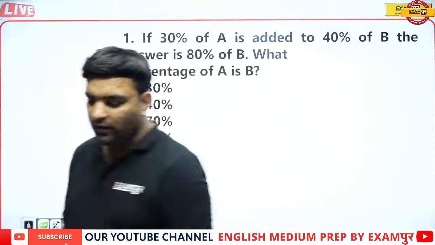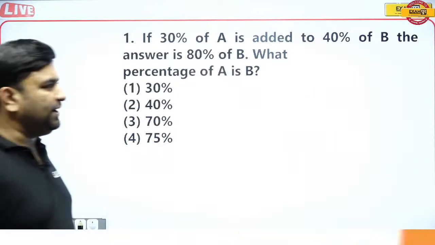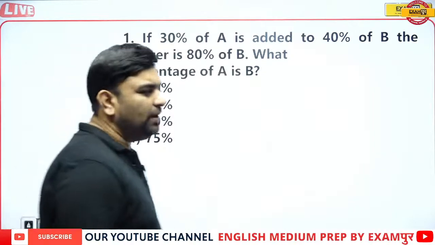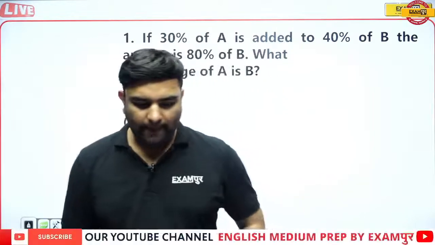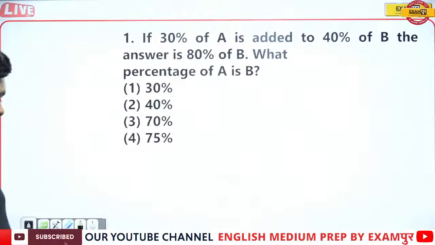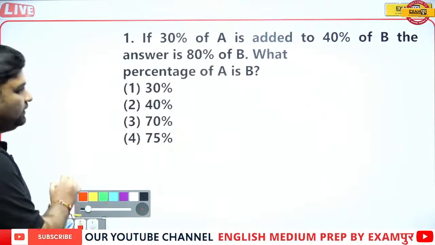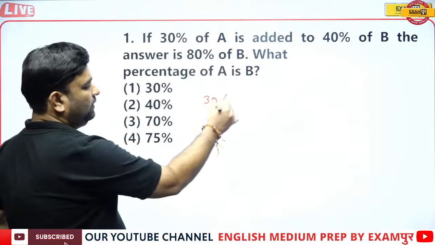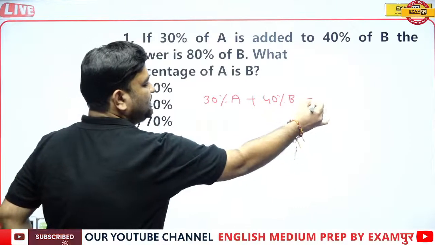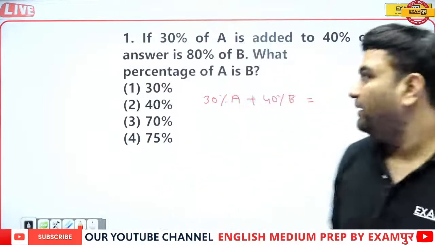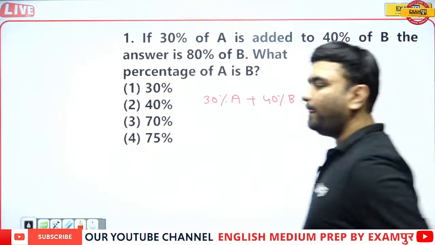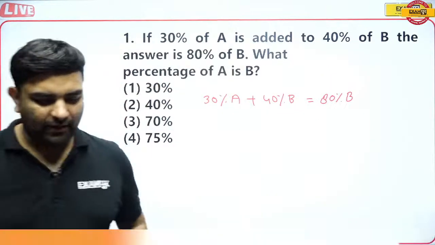Okay, what is the answer of this? Come on, give me. If 30% of A is added to 40% of B, the result is 80% of B. I think it's a pretty easy question, very easily doable. 30% of A is added to 40% of B, and the result is 80% of B.